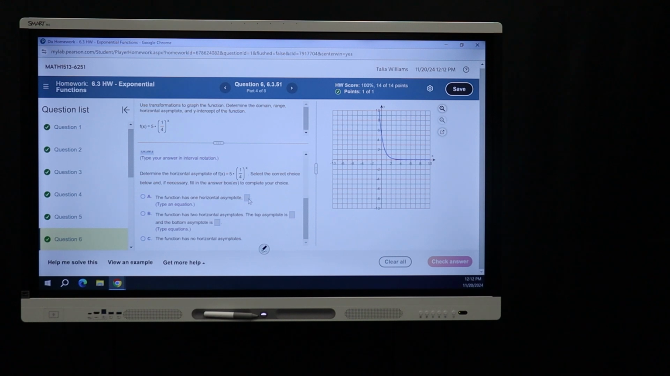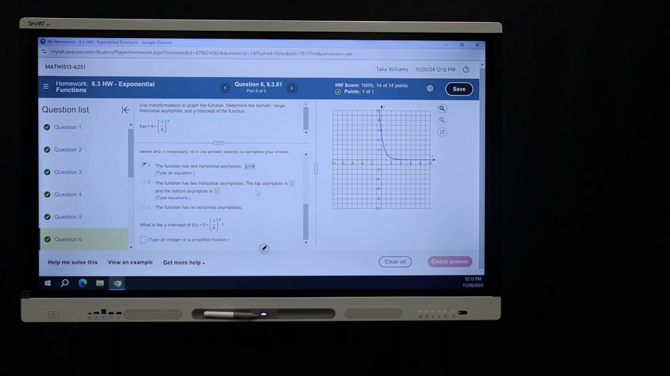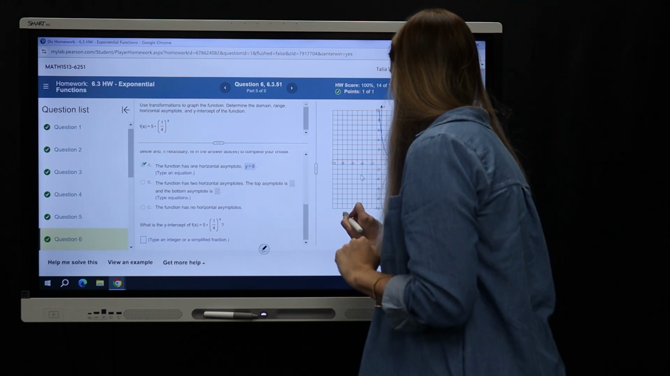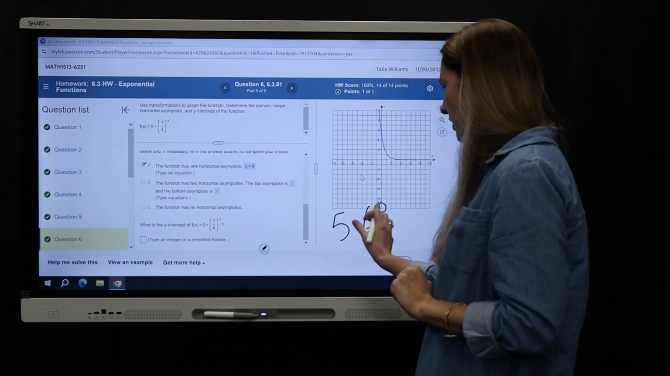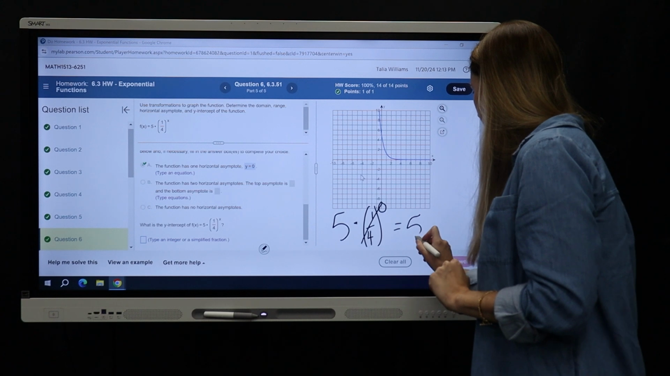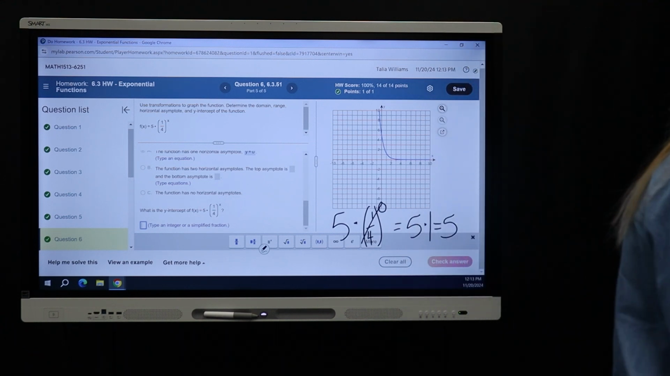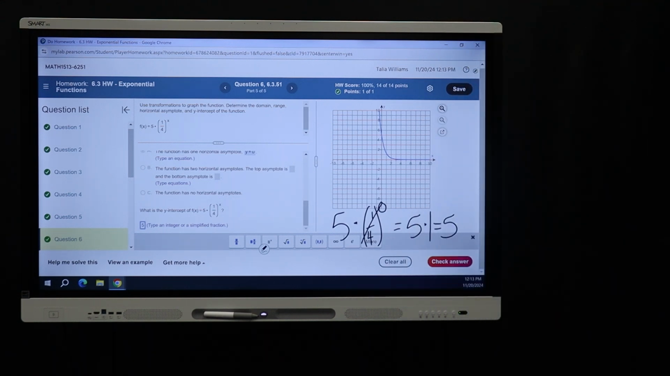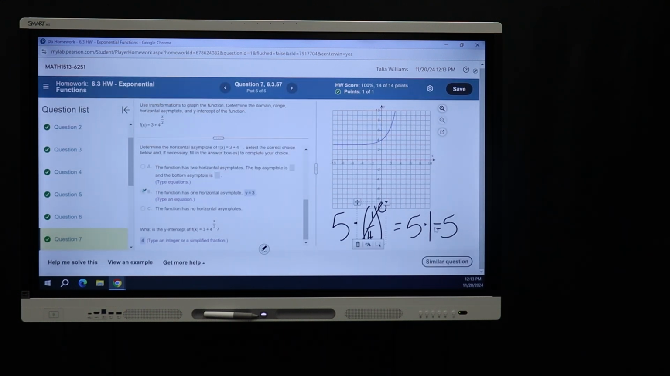Then the horizontal asymptote, same thing, y equals 0. That'll change if our graph is shifted vertically. What is the y-intercept? When we find our y-intercept, we can do 5 times 1/4, and we're putting 0 in for x when we're solving for our y-intercept. Anything to the 0 power is 1, so I'm going to have 5 times 1, which gives us 5. Cool, next problem.